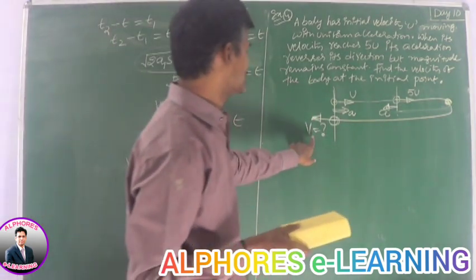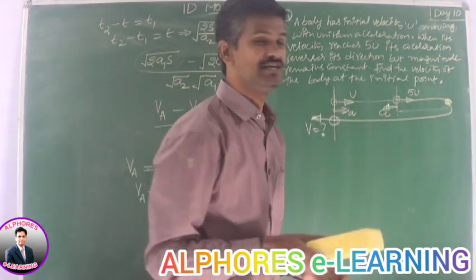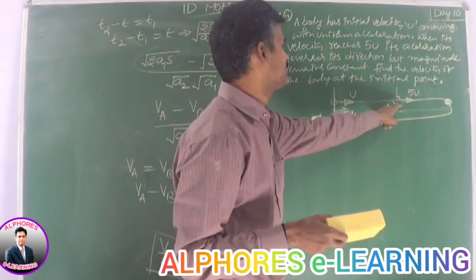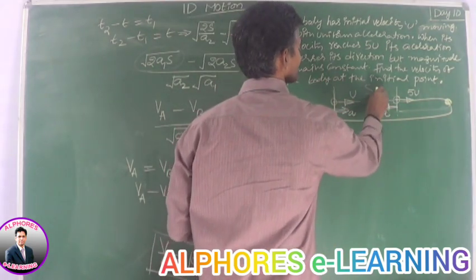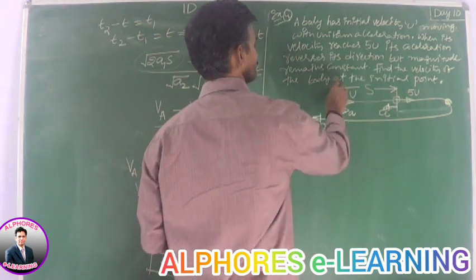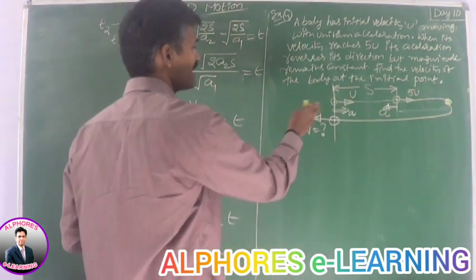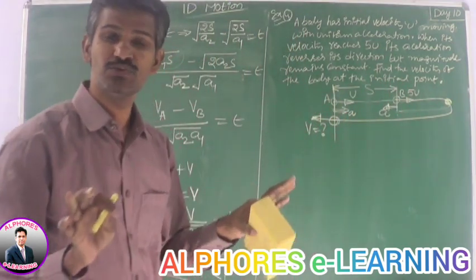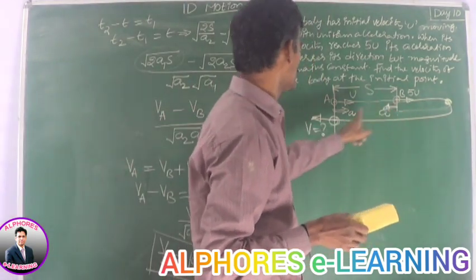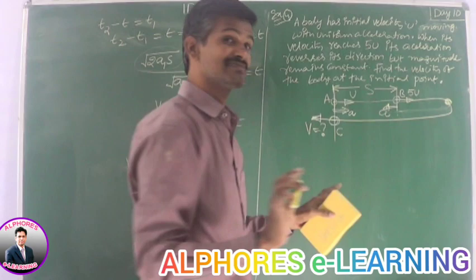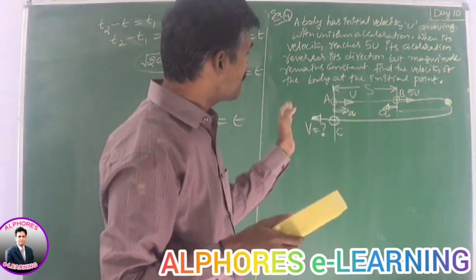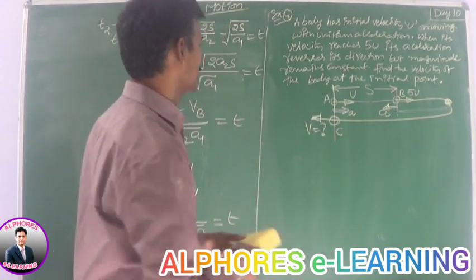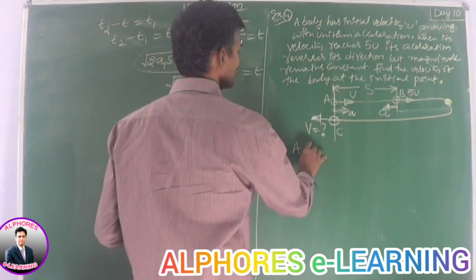To find the velocity at this point, the situation can be divided into two parts. From here to here, u to 5u, the body travels some distance, some s. From A to B, the acceleration direction is fixed, acceleration is uniform. From B to C, acceleration is also uniform. But from AB to BC, acceleration is not the same. Acceleration reverses its direction. So first I am applying equations for the AB journey.